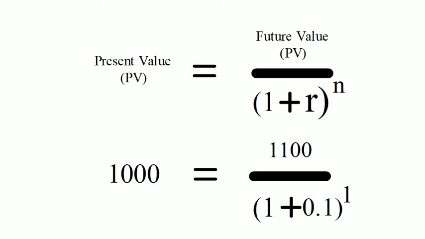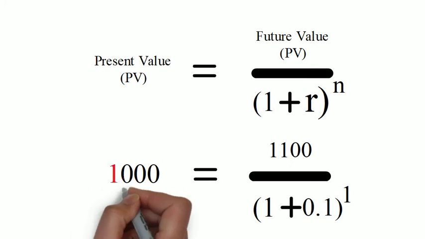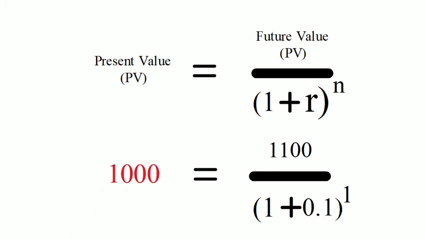But we have to note a point here. The present value may vary from investor to investor based on their expected return. So the meaning of this $1,000 is that I am ready to invest a maximum amount of $1,000 today with an expected return of 10% to get a return of $1,100 after 1 year time.